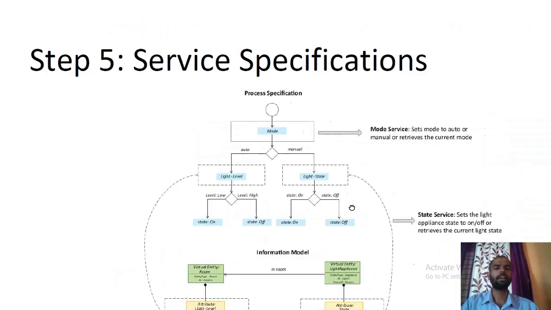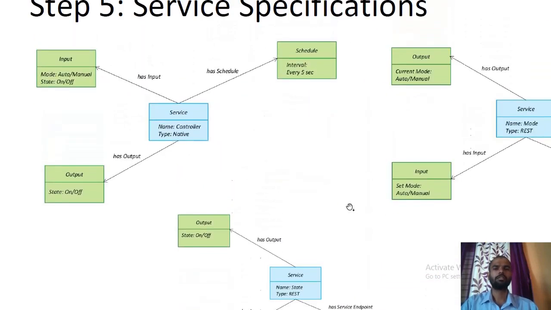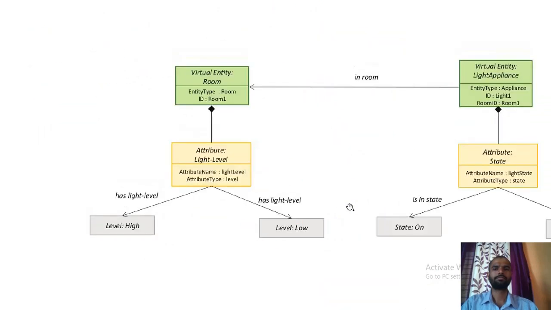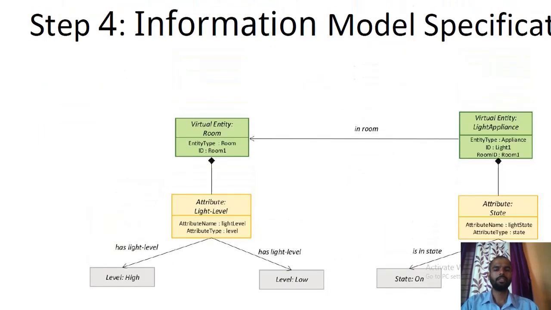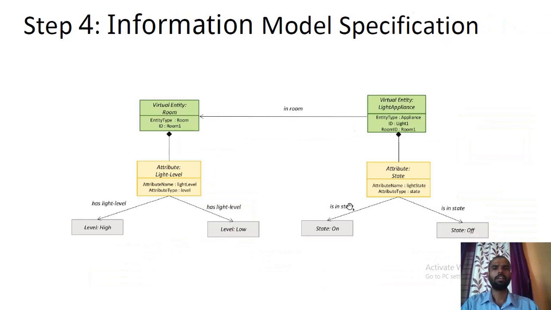So our next step is information model specification. So what it does, it gives the relationship between the various objects along with their entities. So let's consider this virtual entity. In this case, the ID is given as room 1.